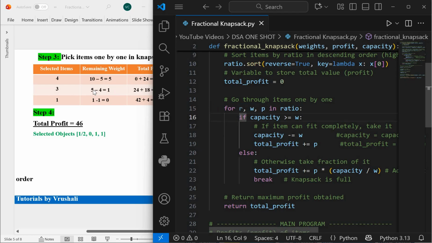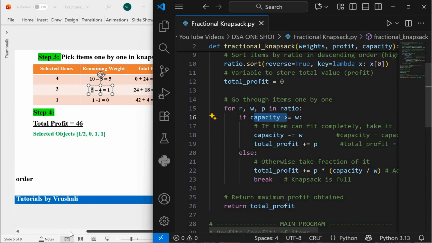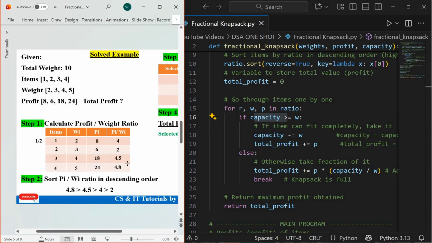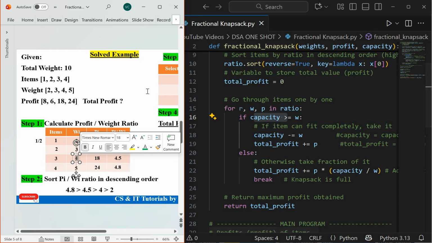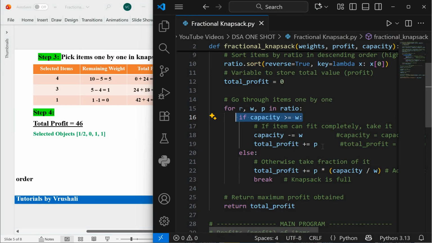Next is C. Our remaining capacity is now 5, so capacity equals 5. For the next item we add, the profit-weight ratio 4.5 is the greatest, which is item number 3, and its weight is 4. Our remaining capacity is 5. So 5 is greater than or equal to 4, which means you can add this item into the bag and also calculate the profit.